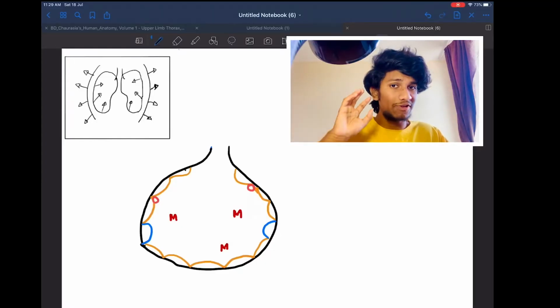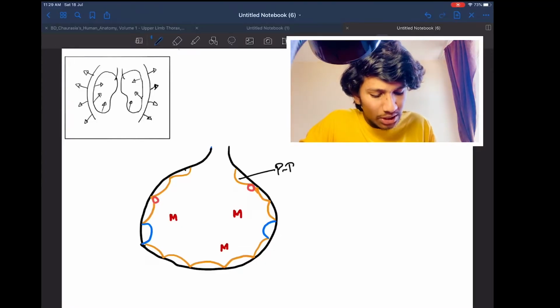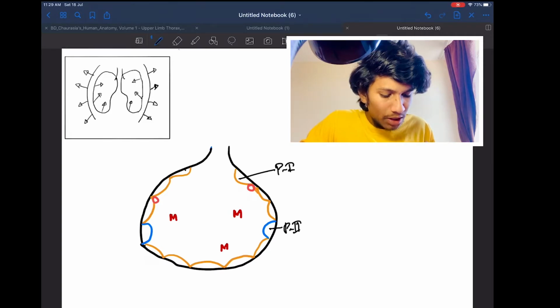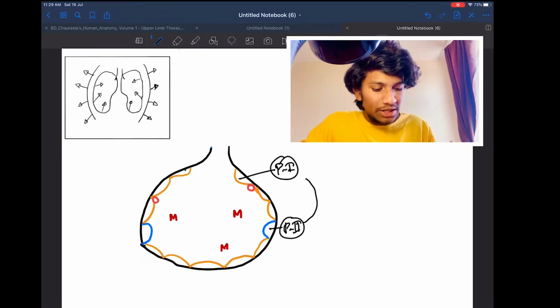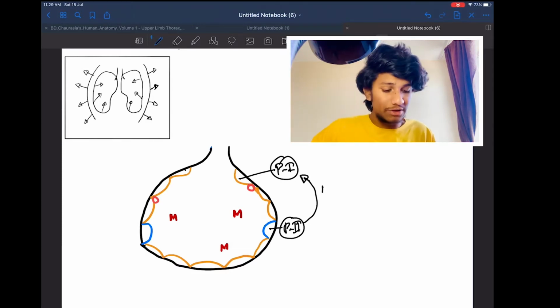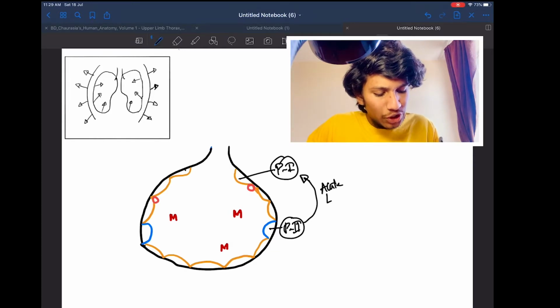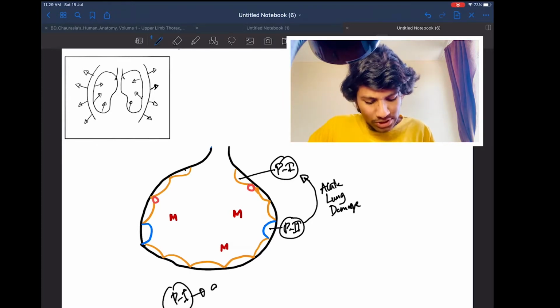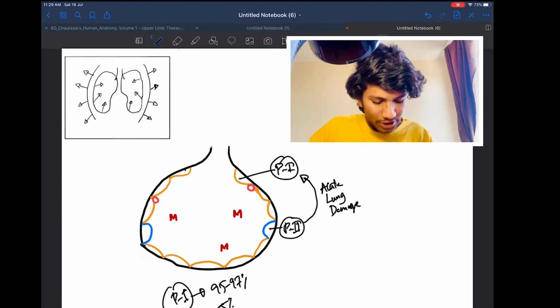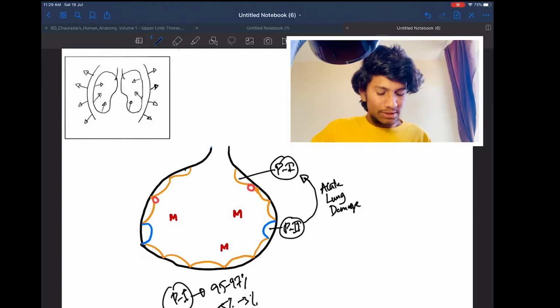So let's go for the microanatomy of lung. That is basically the microanatomy of lung. We actually have here the pneumocyte 1 and pneumocyte 2. So pneumocyte 2 has a capability to proliferate into pneumocyte 1, and this happens in acute lung damage. Also I want to just say the numbers: pneumocytes 1 are about 95 to 97%, and pneumocytes 2 are 5 to 3%.